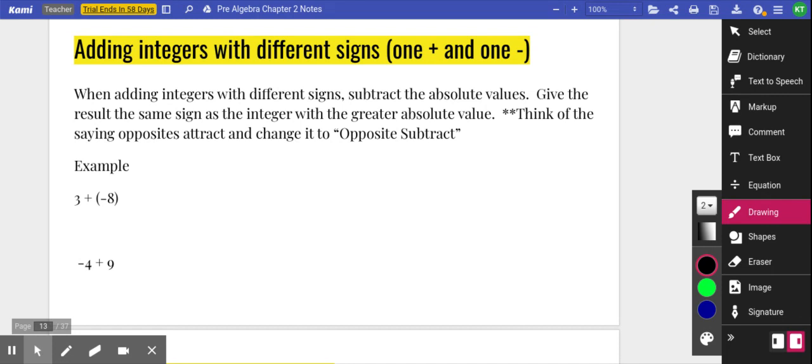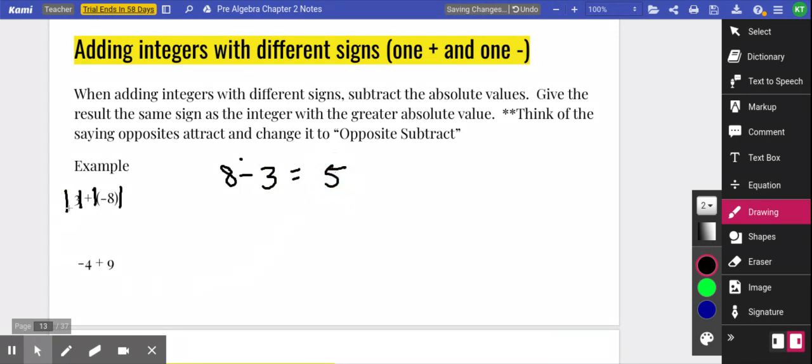So if I look here, I have a positive 3 and a negative 8. They're opposite signs, so I'm going to take 8, because this is absolute value. I'm going to take the bigger one; it's easier for me to do it that way. 8 minus 3, and I get 5.